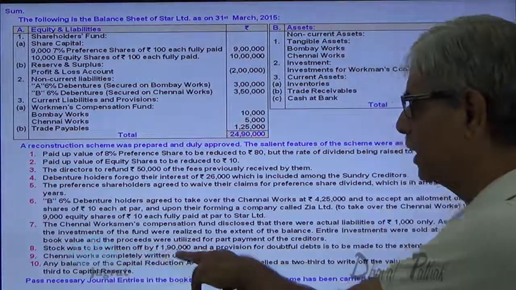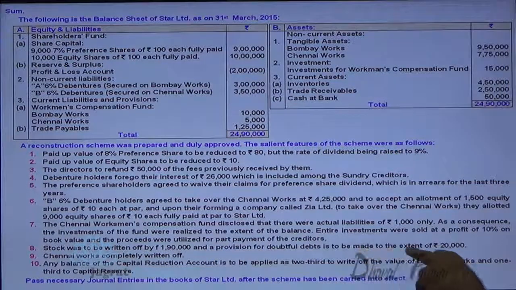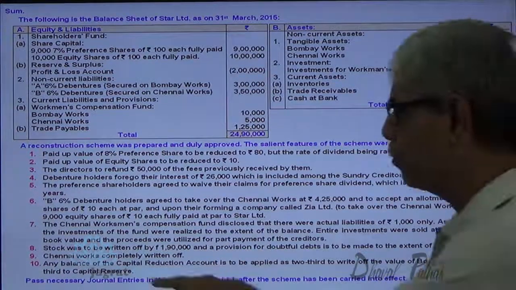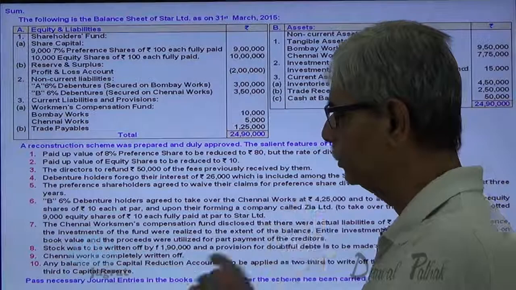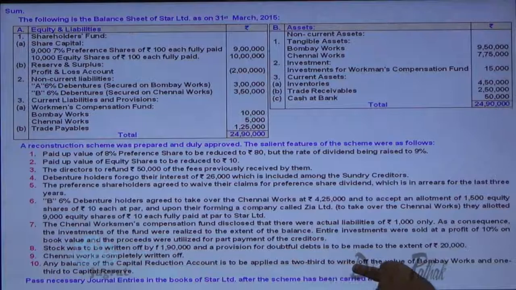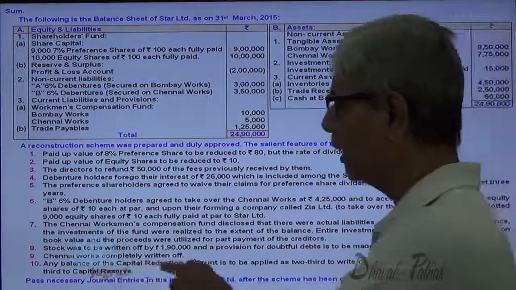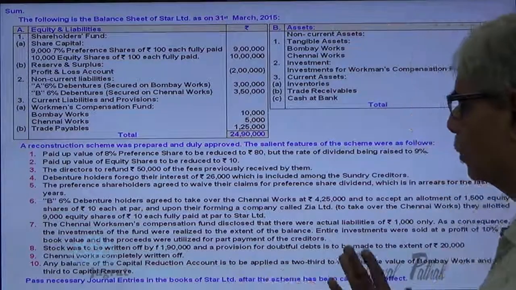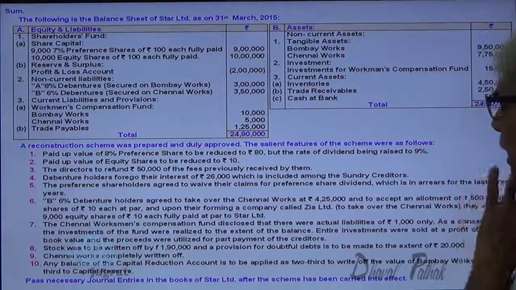The stock is to be written off by 1,20,000 and a provision for doubtful debts is to be made to the extent of 20,000. Chennai Works is completely written off. Any balance in the capital reduction account is to be applied 2/3 to write off the value of Bombay Works and 1/3 to the capital reserve. Pass necessary journal entries in the books of Star Limited after the scheme has been carried out.